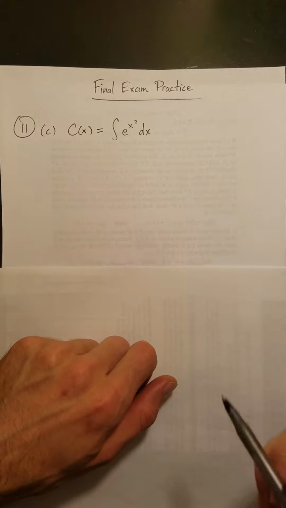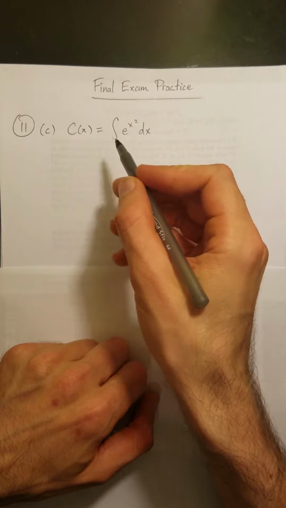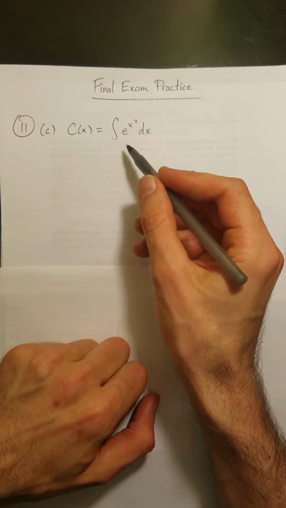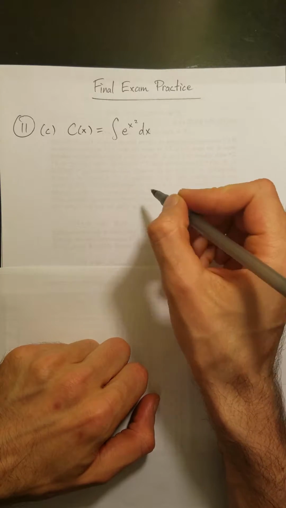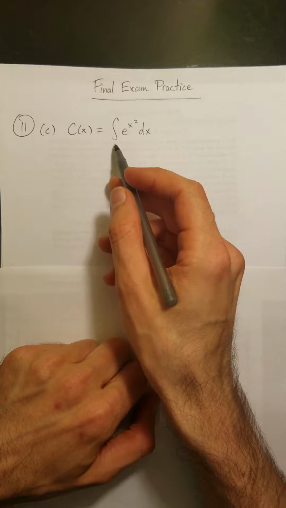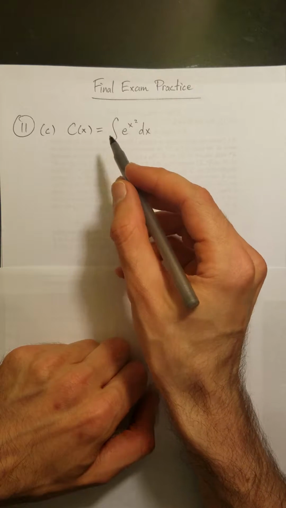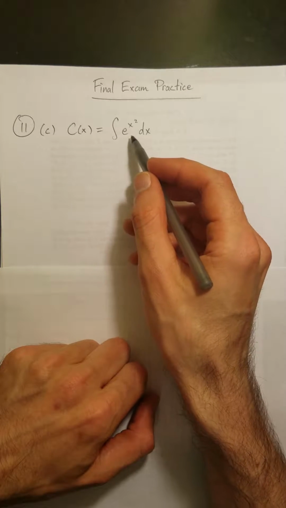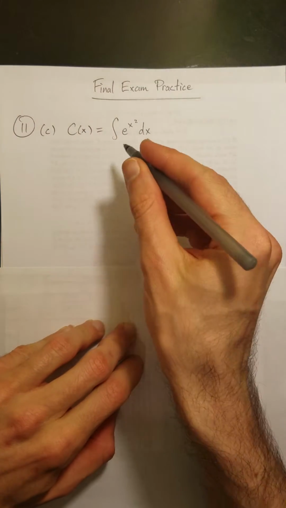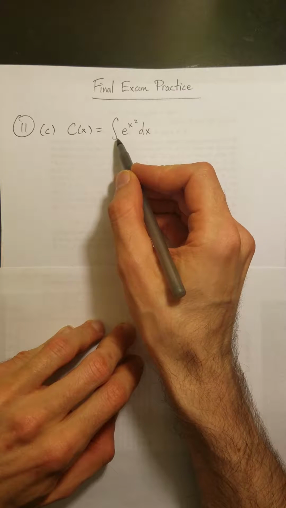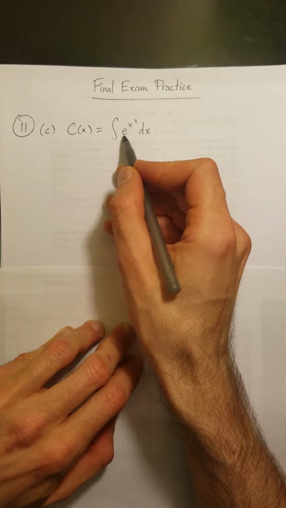Alright, so we're on problem 11C of the final exam practice, and in this problem we want to find the Maclaurin series, the first three terms, and the radius of convergence for the power series representation of this function, the indefinite integral of e to the power x squared. So in a problem like this, we want to find the power series representation for an integral of a function.